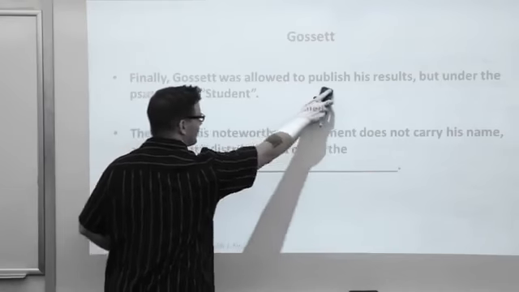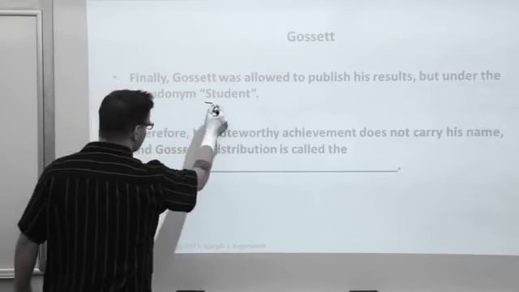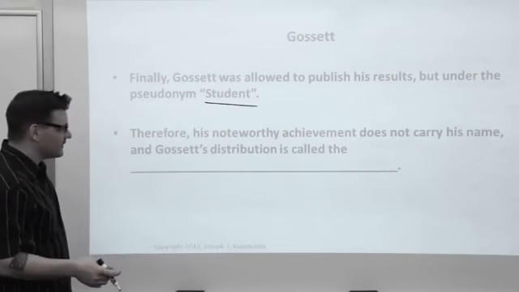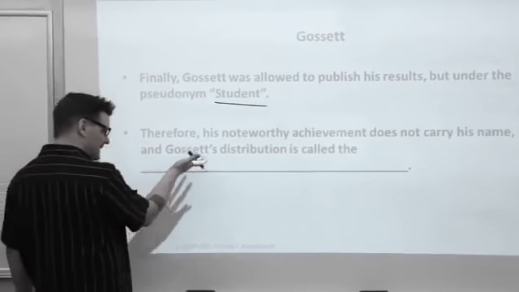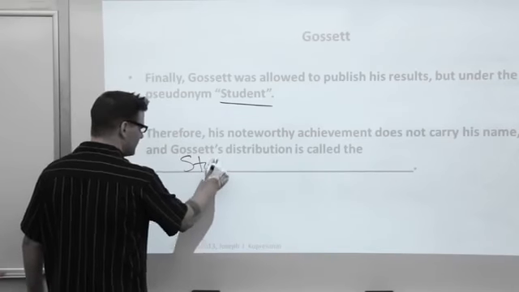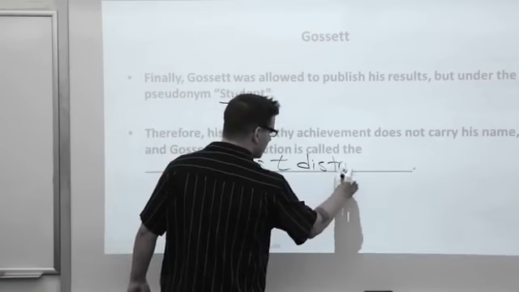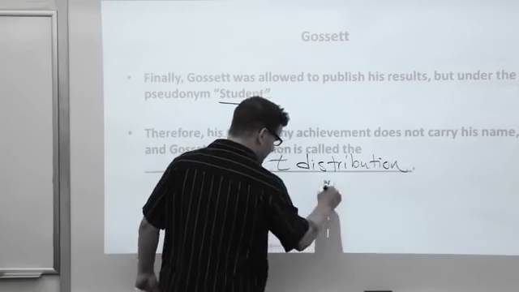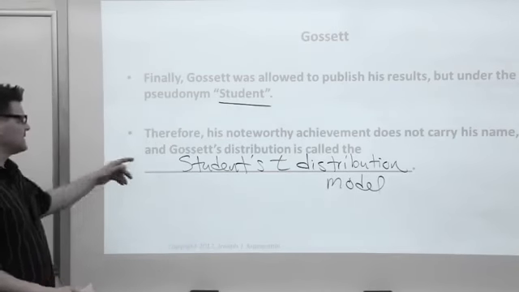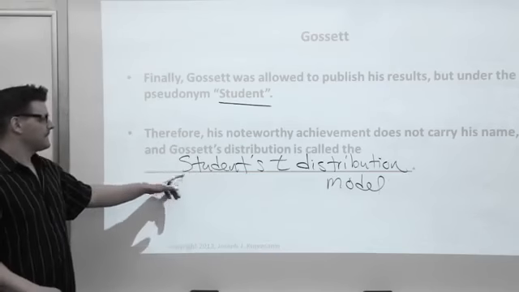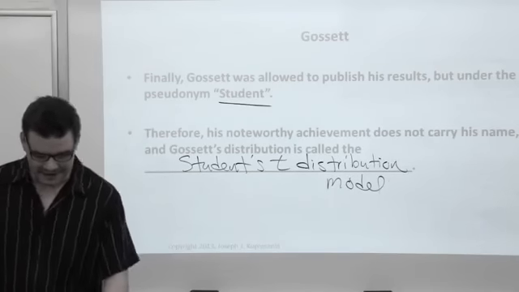He had to do it under a pseudonym. He couldn't sign his name because that way it'd be linked back to Guinness. So he signed it Student. Therefore, this noteworthy achievement doesn't carry his name. It's not Gossett's distribution, but we all know it's his. Gossett's distribution is called the Student's t distribution. Or you could say model, right? Like normal model, normal distribution, those are synonymous. So this was his discovery. Does not carry his name, carries the name Student, and it's stuck. So that's how we describe it.